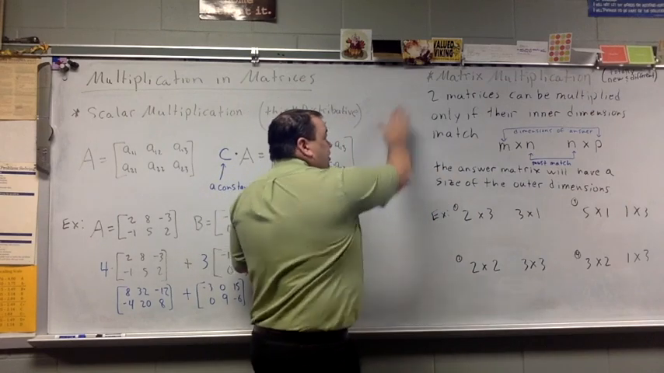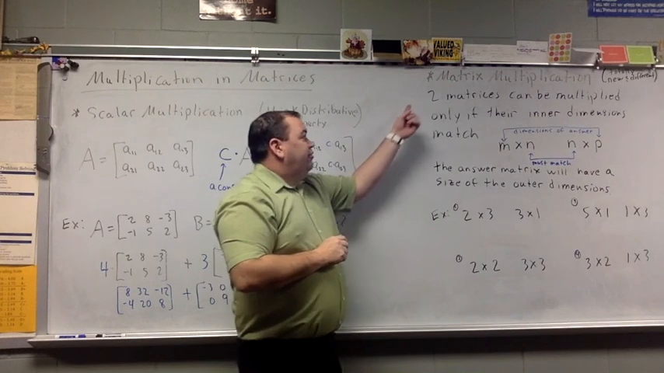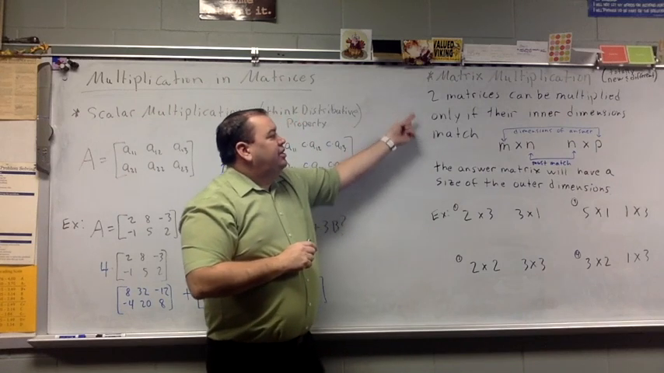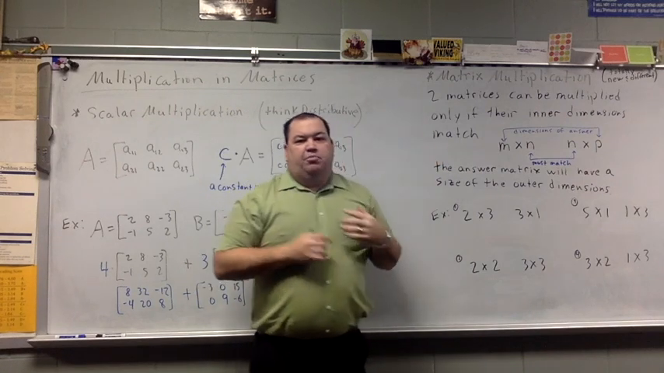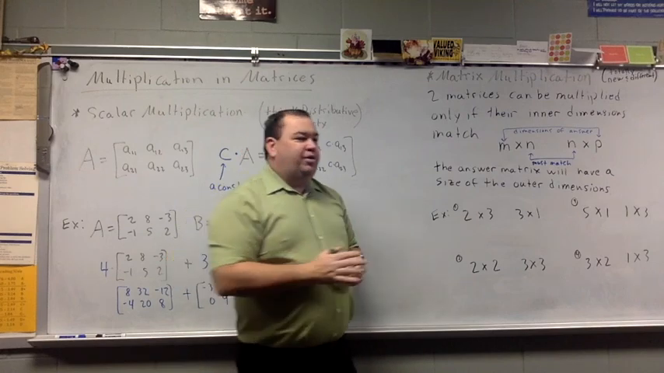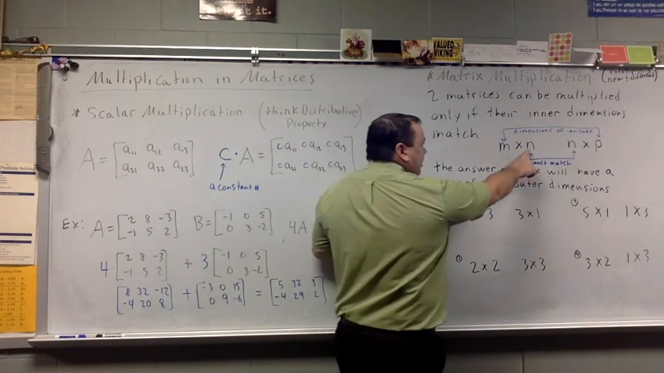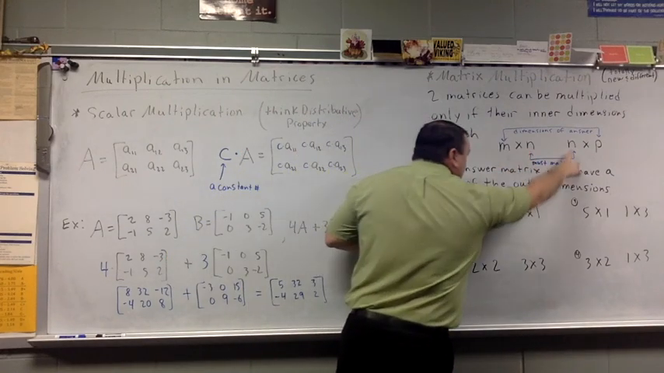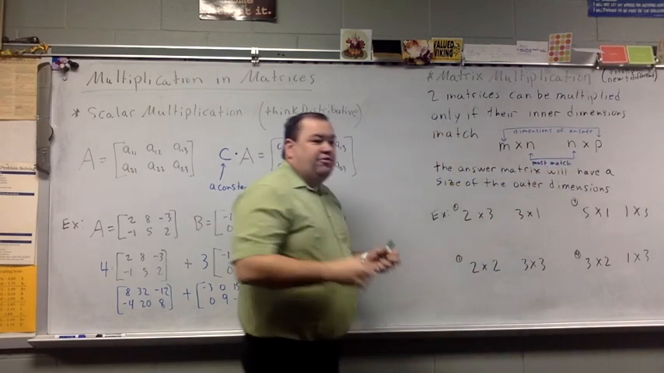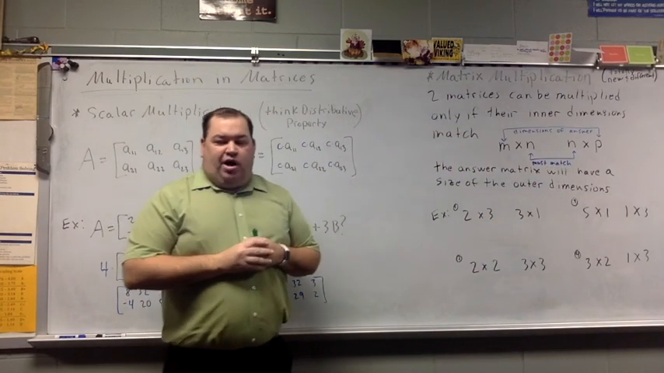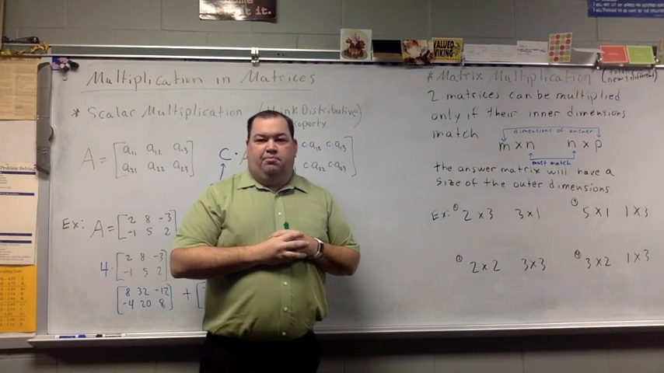So the first thing we talk about with matrix multiplication, if two matrices can be multiplied, their inner dimensions have to match. So when we're talking about inner dimensions, we're talking about the columns of the first one and the rows of the second one. They have to be the same. If they're not, we can't multiply them.